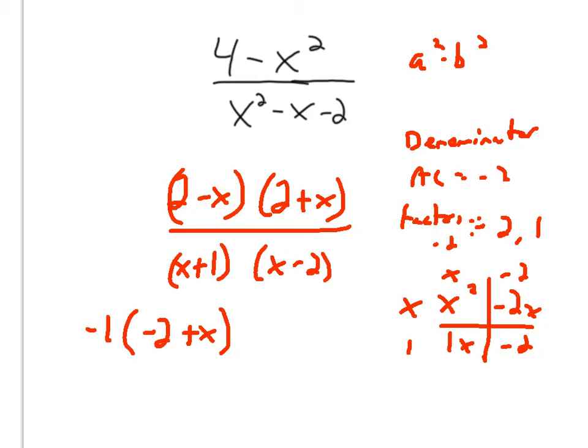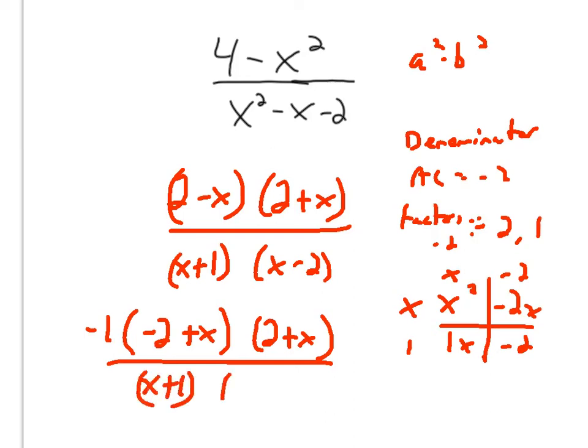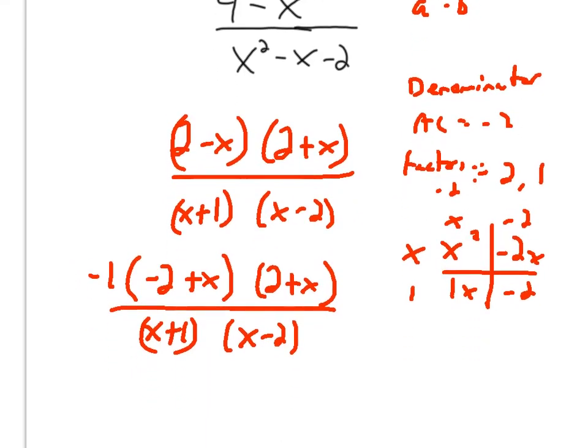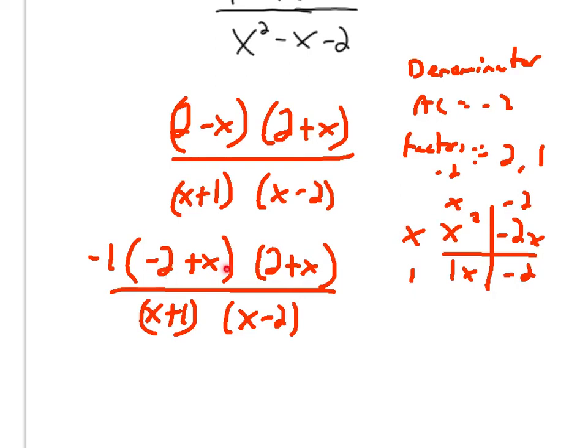Okay, so I changed this one. The reason why I did that is now look at this. I've got a negative 2 here, and a negative 2 here, and a positive x here, and a positive x here. So these are the same factor, just written differently now. Okay? So I'm going to leave the other one the same, and leave the bottom one the same. Because now I have the same factors right here.